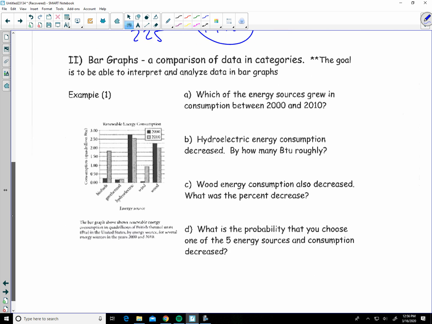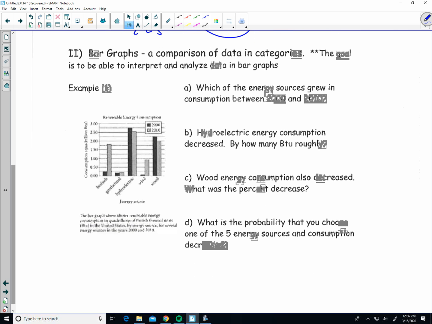Example 2 is a bar graph. Take a look at that one for a second. The goal is to be able to interpret and analyze data that is on a bar graph. So if you read the fine print down here, they're just taking a look at 5 different types of energy sources: biofuels, geothermal, hydroelectric, wind, and wood. And you got a nice little slew of questions that are about those and how you can analytically look at the graph and make some decisions about what's happening.